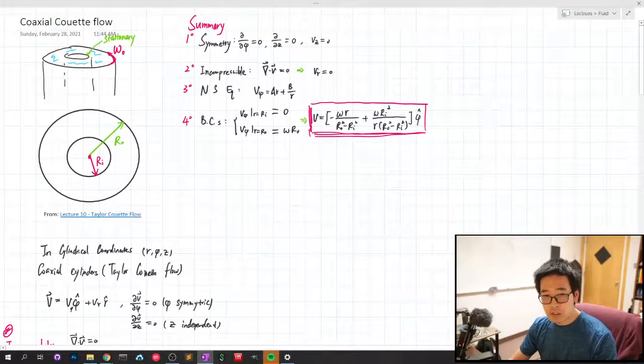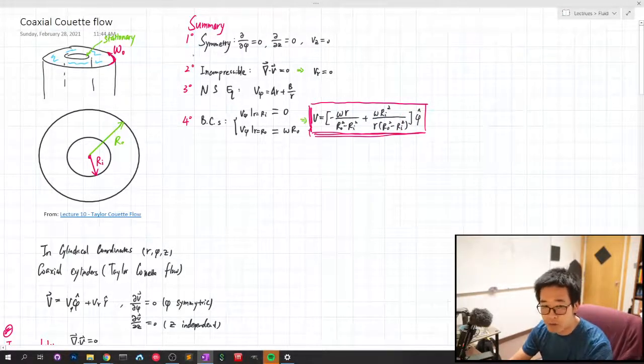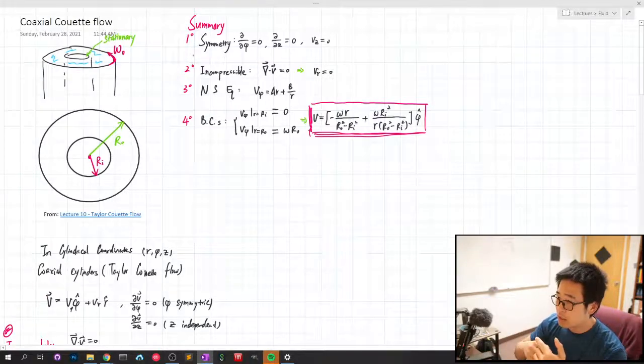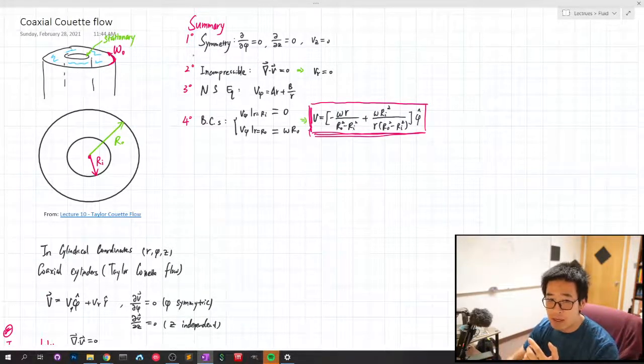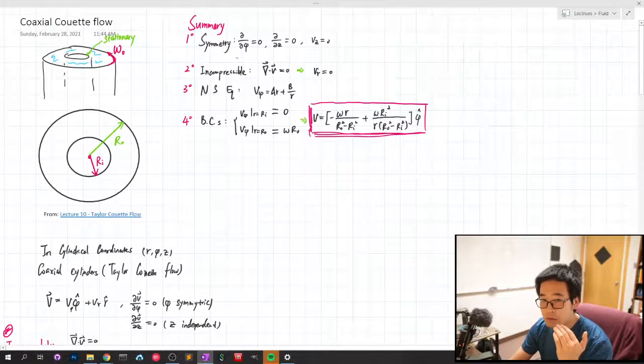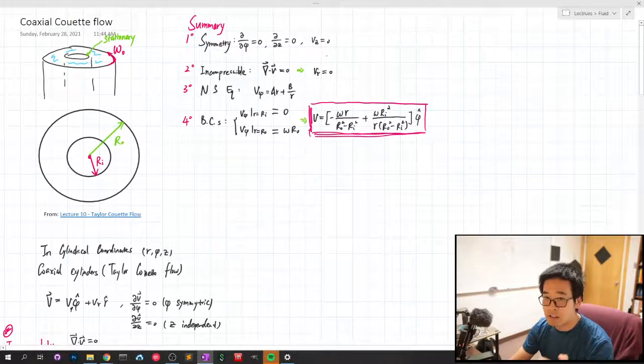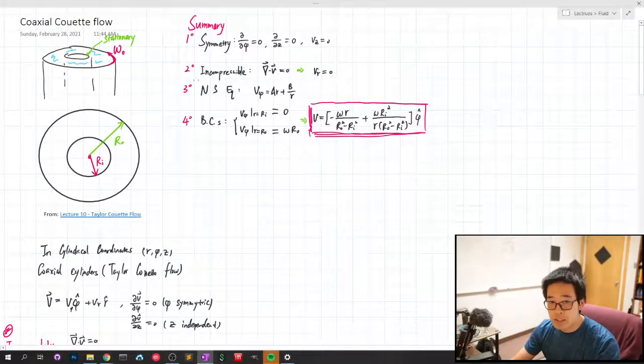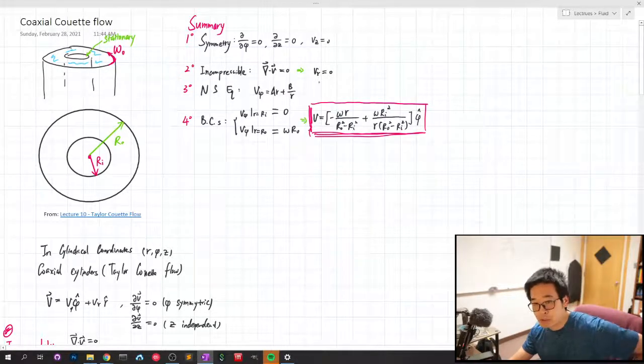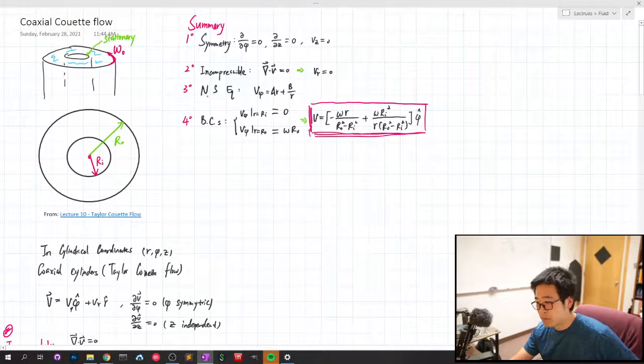You look at the symmetry. This has obvious symmetry: rotational symmetry in terms of phi, and also translational symmetry across z. So obviously d/dphi is 0, d/dz is 0, and Vz is 0. Based on incompressibility, with some manipulation, we get Vr equal to 0. And from the Navier-Stokes equation, we'll have V phi in such form.